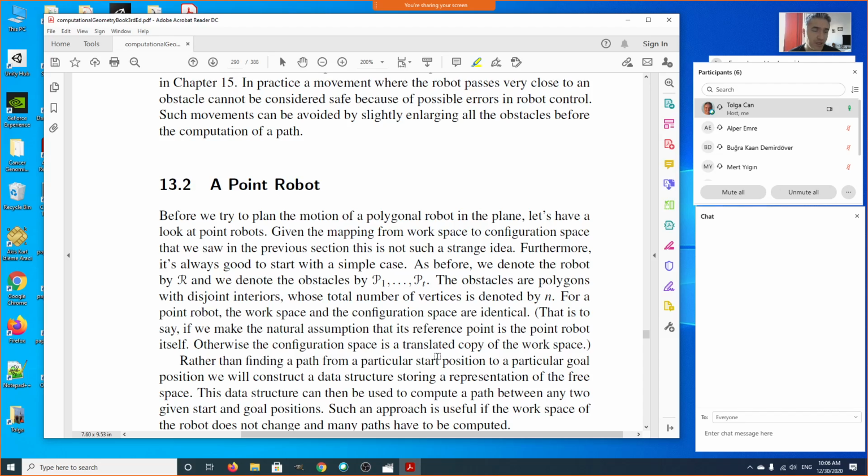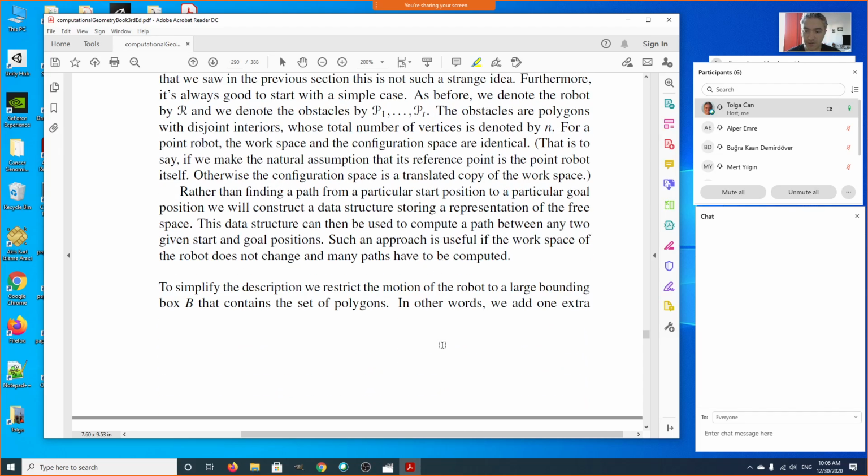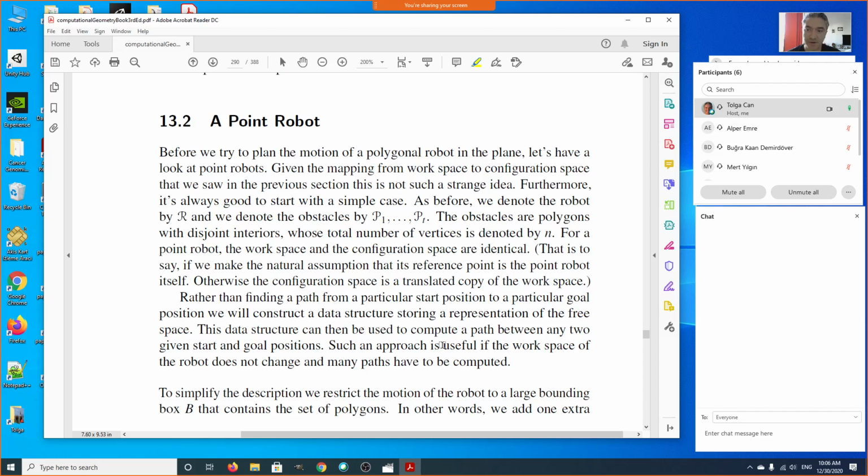So when we have a point robot, the workspace is exactly like the configuration space. There's no difference between the workspace and configuration space when we have a point robot, because wherever you can take your point robot in the workspace, that particular configuration will also apply to your point in the configuration space. So basically, there is no distinction between workspace and configuration space if you have a point robot.